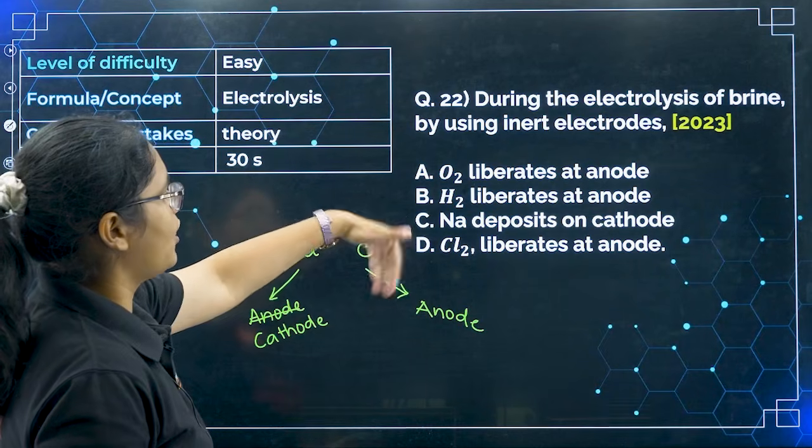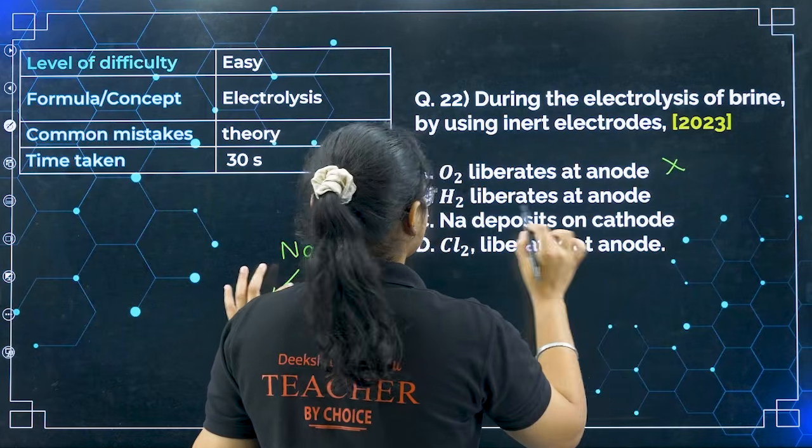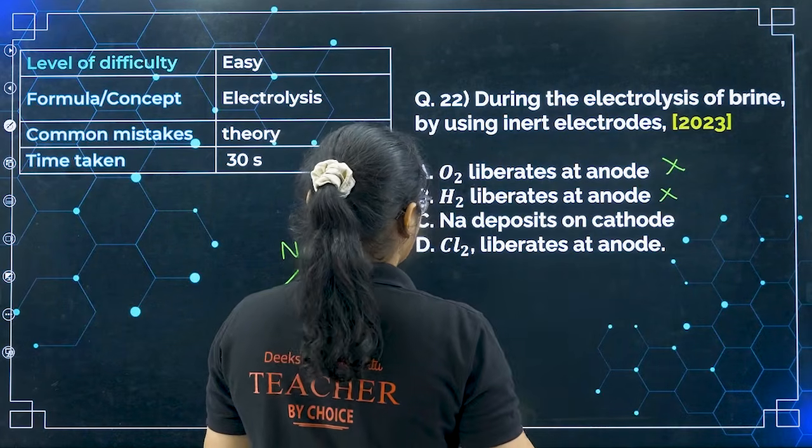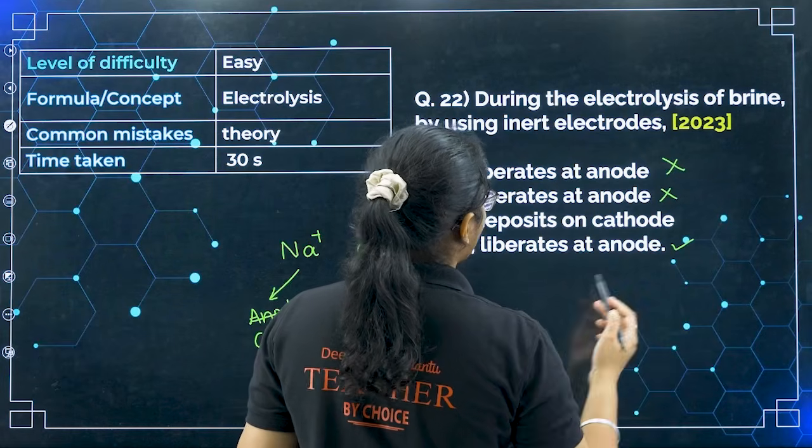Then let's see the options here. Oxygen is liberated at anode, that is not there. H2 is liberated at anode, no. Chlorine is liberated at anode. Sodium is deposited on cathode.